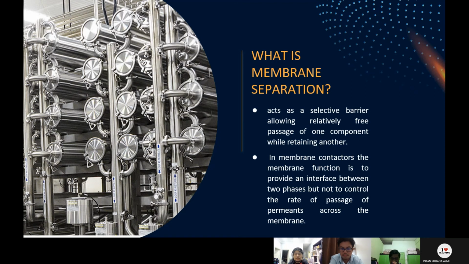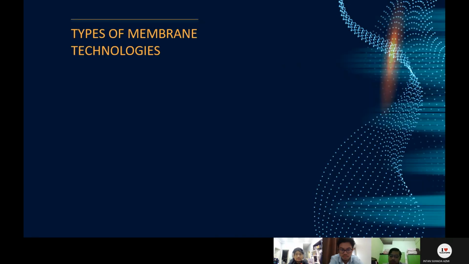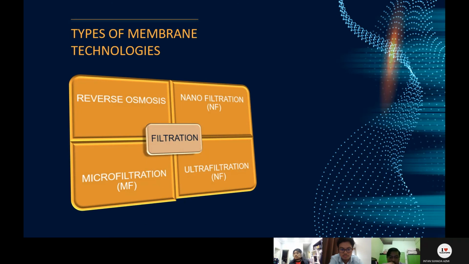So what is membrane separation? So membrane separation acts as a selective barrier, allowing relatively free passage of one component while retaining another. So in membrane contactors, the membrane function is to provide an interface between two phases, but not to control the rate of passage of permeants across the membrane. So there are four types of membrane technologies, which are reverse osmosis, microfiltration, nanofiltration, and ultrafiltration. Our group will touch more on ultrafiltration.